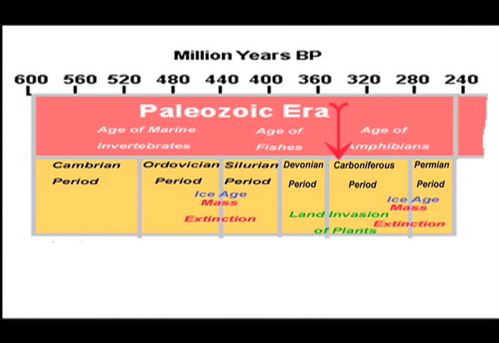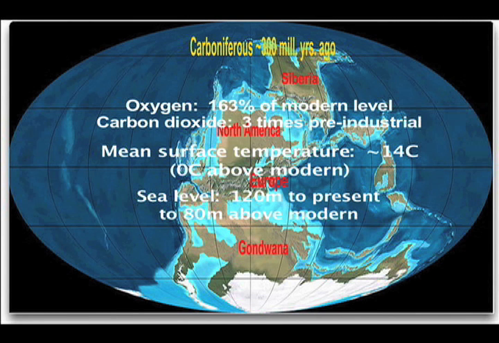The Carboniferous period; the Pennsylvanian and the Mississippian are subsets. Oxygen, 163% of modern level. Carbon dioxide, 3 times the pre-industrial level. Mean surface temperature, 14 degrees centigrade, similar to modern levels. Sea level, 120 meters above to 0 meters to 80 meters above modern levels.